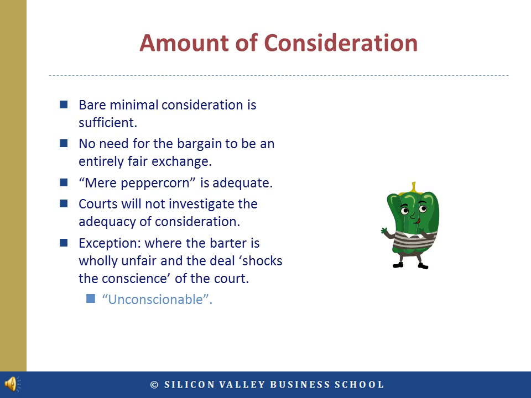As we will see in the slideshow on defenses against enforcement, if the barter involves an imbalance of power between the parties, the courts can find an agreement unconscionable and unenforceable when it shocks the conscience of the court. But a mere peppercorn of consideration is usually insufficient to shock the court's conscience, and virtually any contract involving any form of consideration will be enforced.